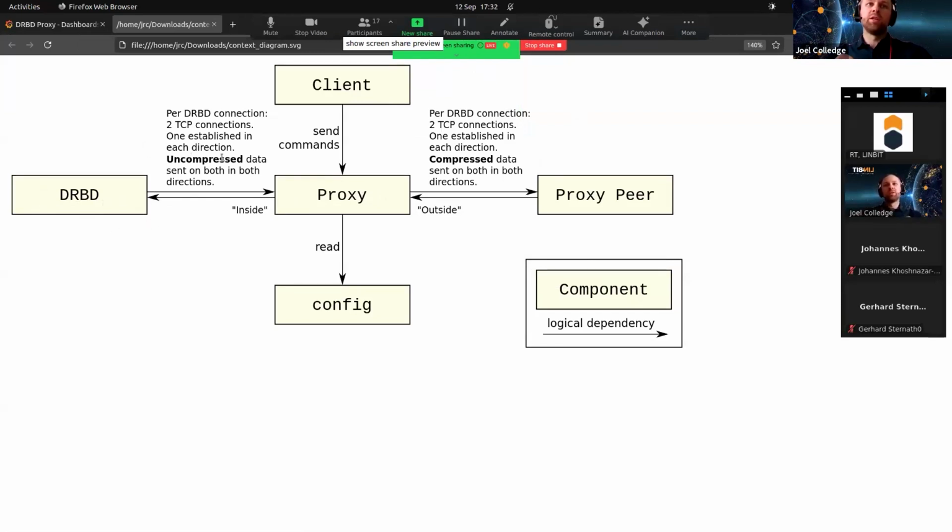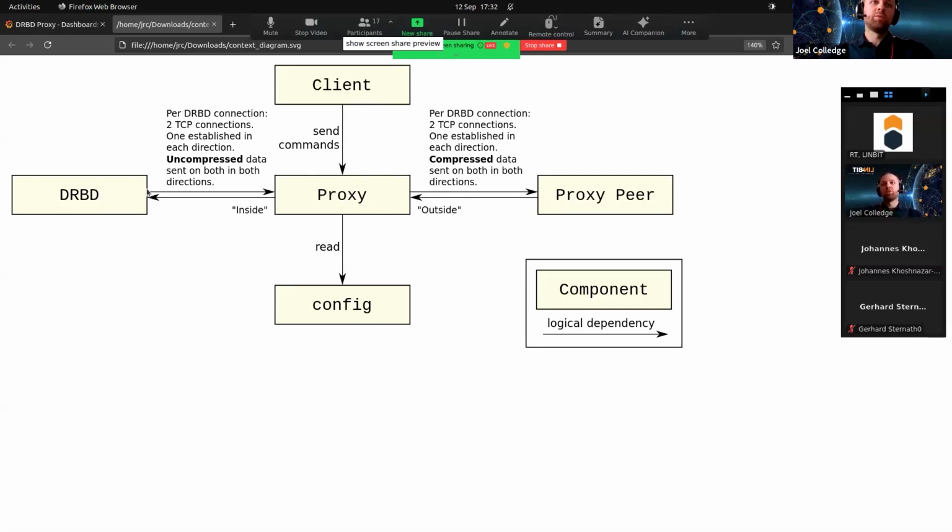The uncompressed data comes to the proxy, and the proxy then compresses it, buffers it, and sends it out to the other proxy. This is just focused on one instance, but if you had the diagram of the other instance, then here would be another DRBD on the other side. And the proxy is controlled by a client, a very typical Linux daemon setup with a client program and a service.